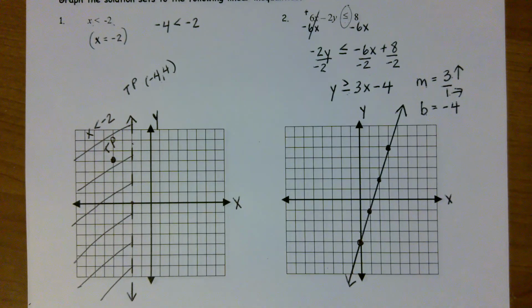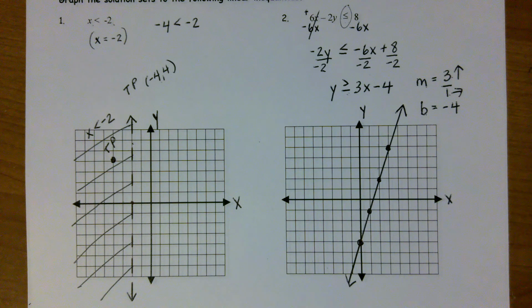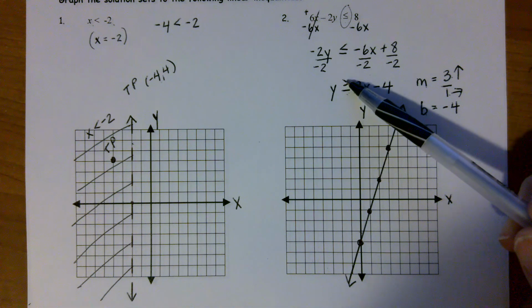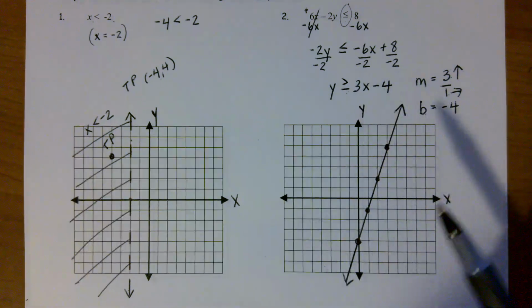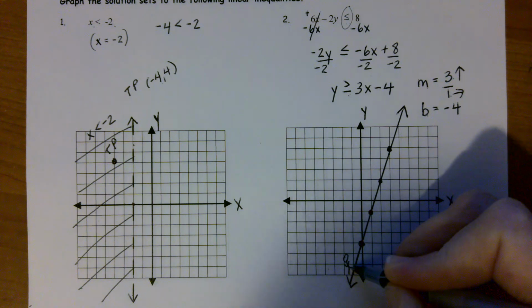Now we have to decide where to shade. Remember, this boundary line splits your plane into 2 parts. One part has all the solutions that make this inequality true, and the other part, no ordered pair here would make the inequality true. So let's see what we could do. There's 2 ways that we could approach this.